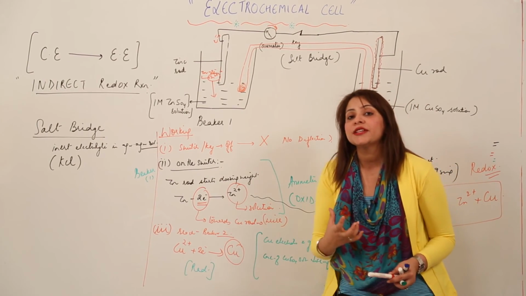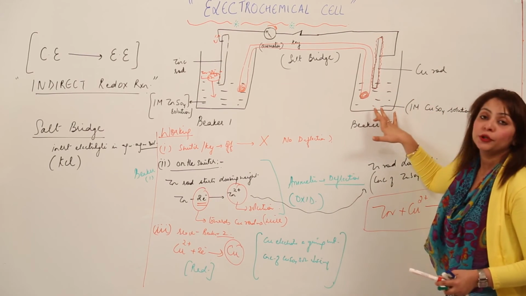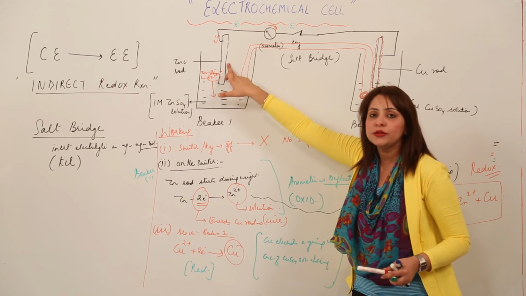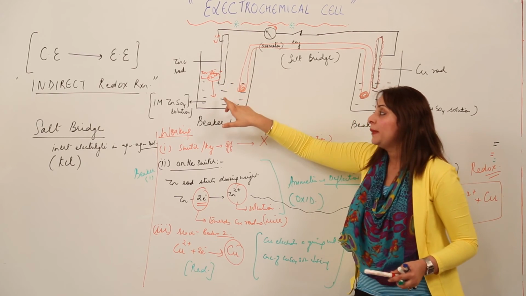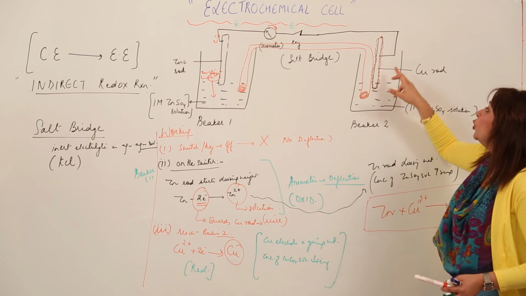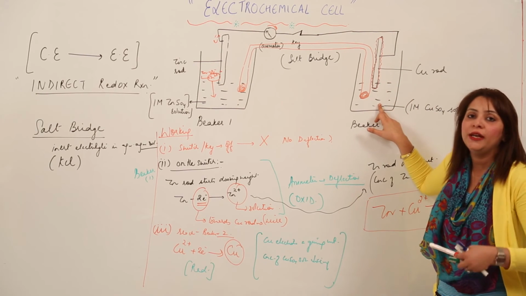And what is the fate of this copper atom? The coating starts getting deposited on this copper rod, right? So what we get to see with time is that this rod is somehow losing weight, but the concentration of ZnSO4 is increasing, right? And in beaker 2, the copper rod is gaining weight, but the concentration of CuSO4 is falling with time.